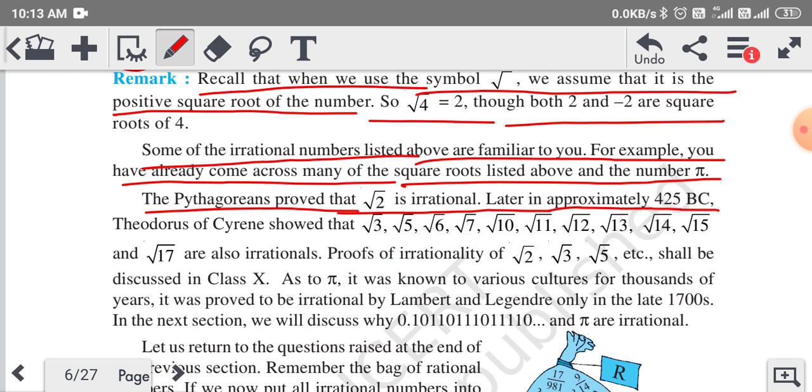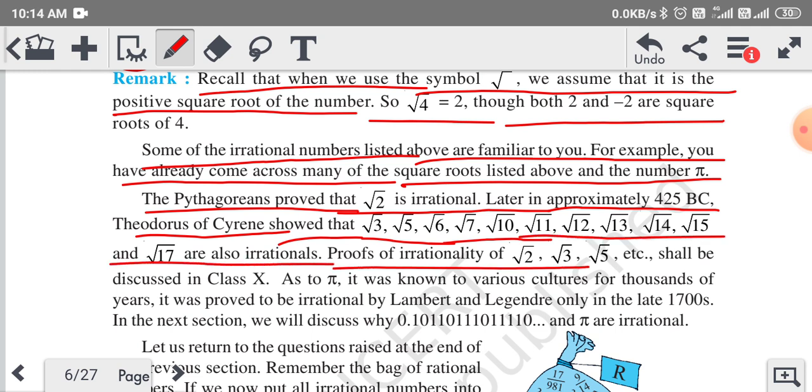The Pythagoreans proved that root 2 is irrational. Later, in approximately 425 BC, Theodorus of Cyrene showed that root 3, root 5, root 6, root 7, root 10, root 11, root 12, root 13, root 14, root 15, and root 17 are also irrational. Proofs of irrationality of root 2, root 3, root 5, etc. shall be discussed in 10th class. And as to pi, it was known to various cultures for thousands of years. It was proved to be irrational by Lambert and Legendre only in the later 1700s.